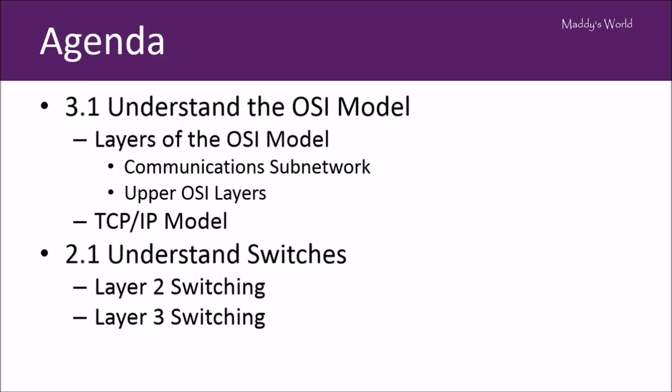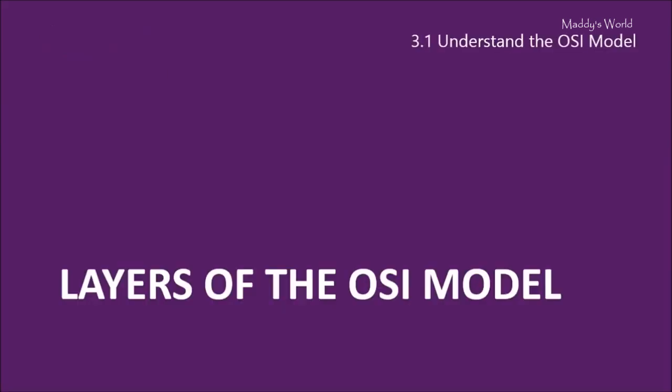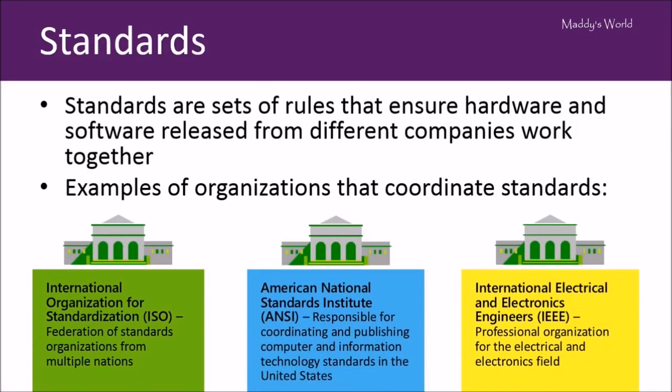But we will move on to 2.1, which also requires us to understand switches, right? Layer 2 switching and layer 3 switching. All of this layer discussion will make a lot more sense after we review the layers of the OSI model. And that's why we're going to review these two objectives together. All right, so without further ado, let's talk about the layers of the OSI model. Standards are sets of rules that ensure hardware and software released from different companies work together.